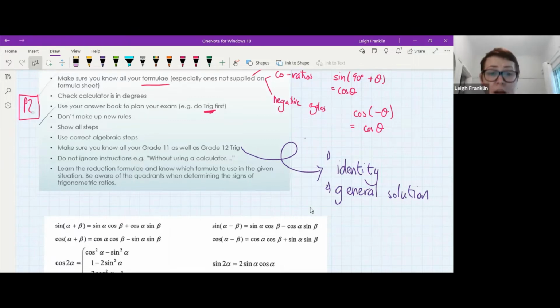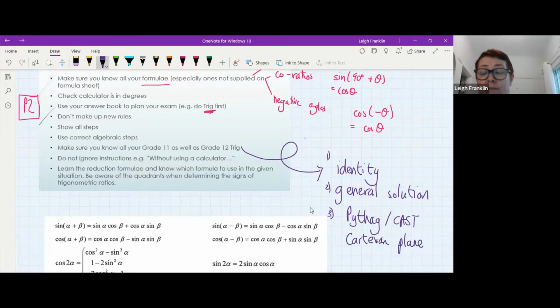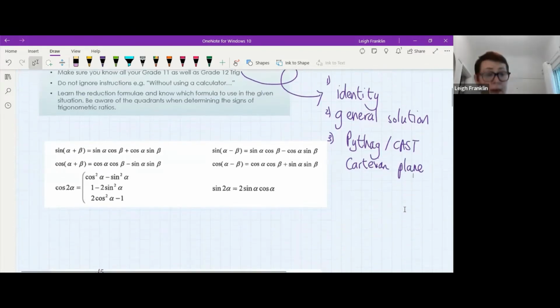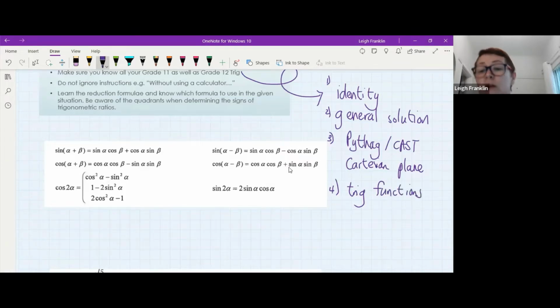The cast diagram, absolutely, can you see this? So we would expect to see a question involving Pythagoras and the cast diagram. So we'll be working somewhere on the Cartesian plane. We would expect questions like that. If they didn't give us a question on the Cartesian plane, yep, absolutely, trig functions. Trig functions, absolutely. So a trig functions question, not under the general trig, but yes, we would expect a question on that as well, absolutely.